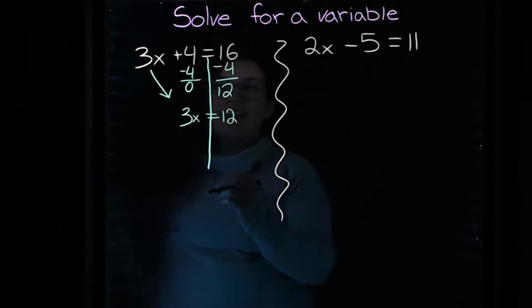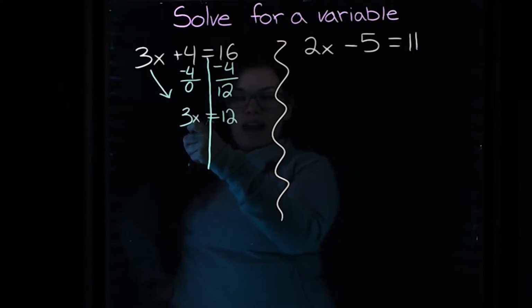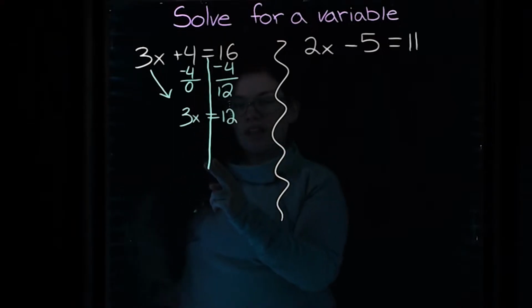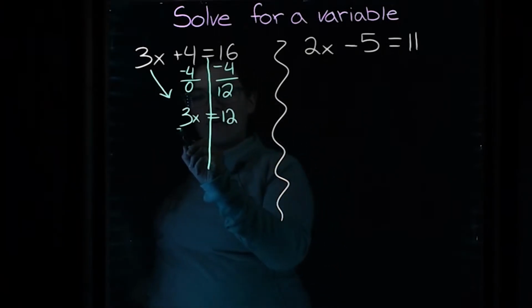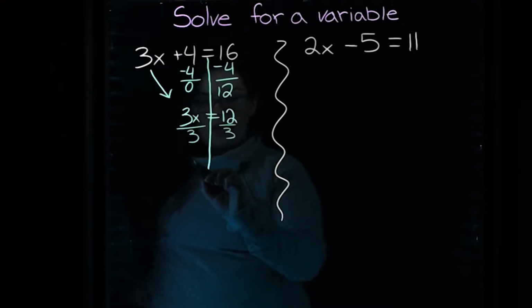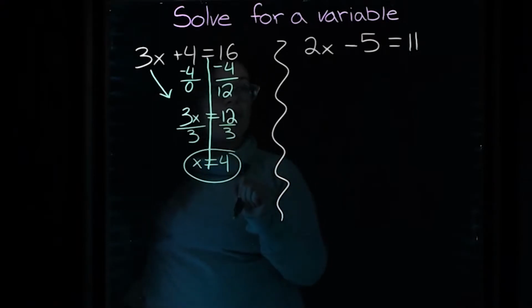Now again, I want to do the opposite to get the x and the 3 separated. Right now they are attached by multiplication. I know that because anytime a variable is right next to a number, that tells me multiplication. So I'm going to divide. Now again, whatever I do on one side, I have to do on the other. So that's how I would get my x that equals 4, because I did 12 divided by 3.